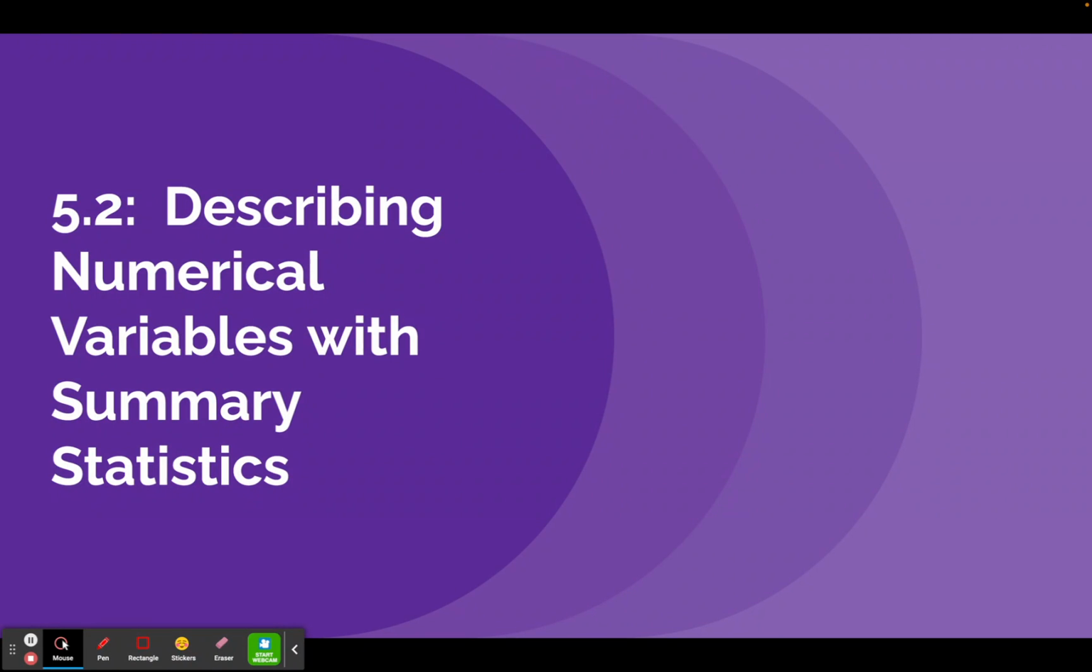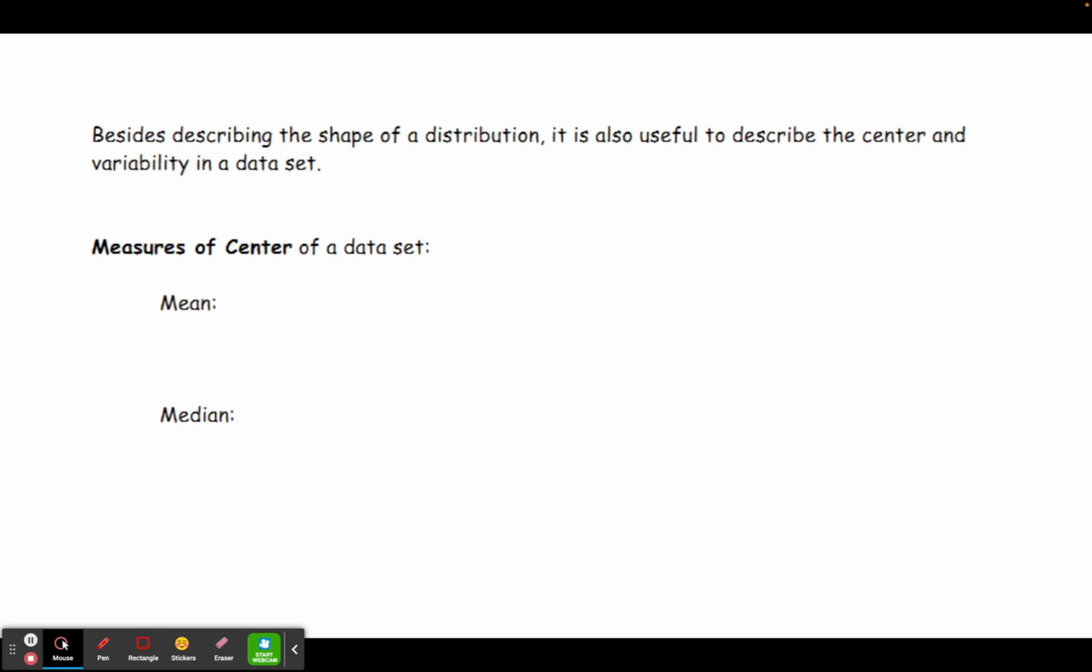In lesson 5.2, we're going to start to learn how to describe numerical variables with summary statistics. Some of these summary statistics we're going to discuss are ones that we learned about earlier in the course, so we'll review those and then talk about a new one. And as we move throughout this chapter, you'll learn about some other types of summary statistics.